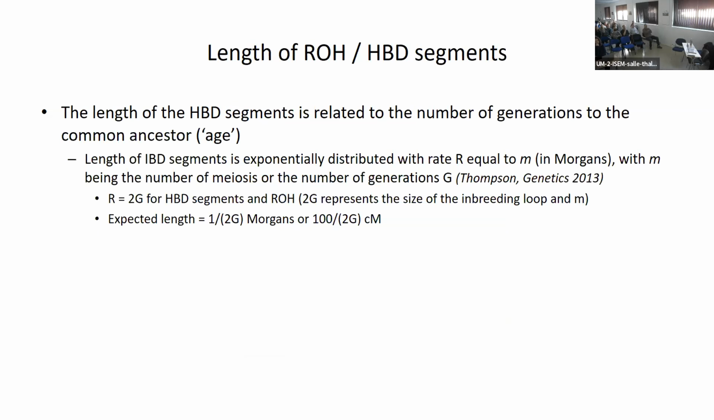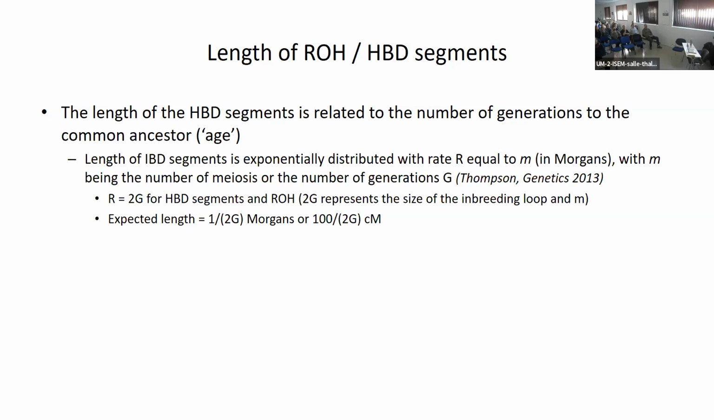And the length is something important because the length of a run of homozygosity is directly related to the number of generations to the common ancestor. So it's related to the number of meioses to the common ancestor. And Elizabeth Thompson wrote, for instance, in a review paper that the length of an IBD segment is distributed with an exponential distribution with a rate equal to the number of meioses m. Which means that the expected length of an IBD segment is 1 divided by g, the number of generations.